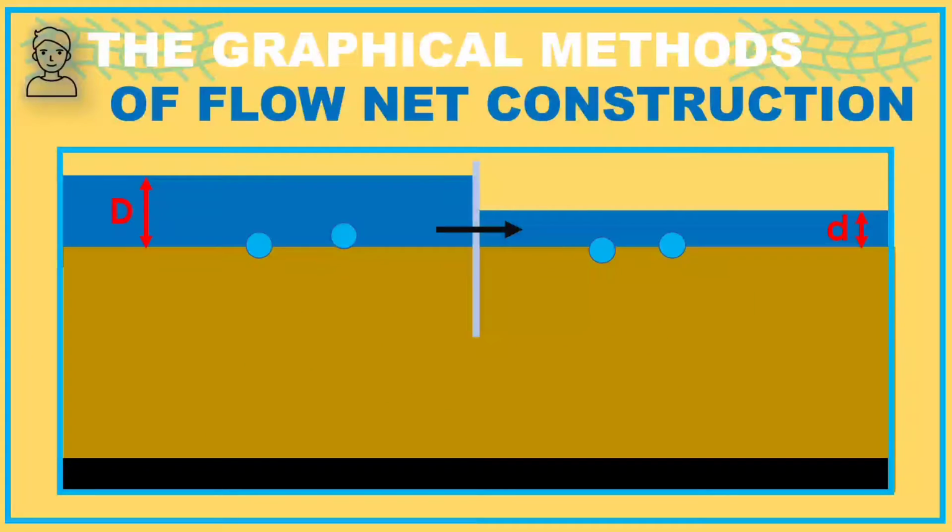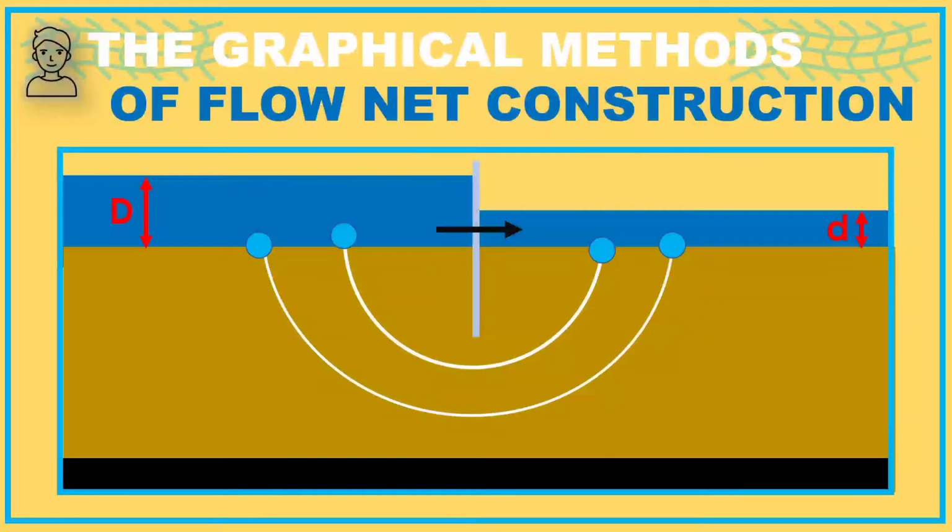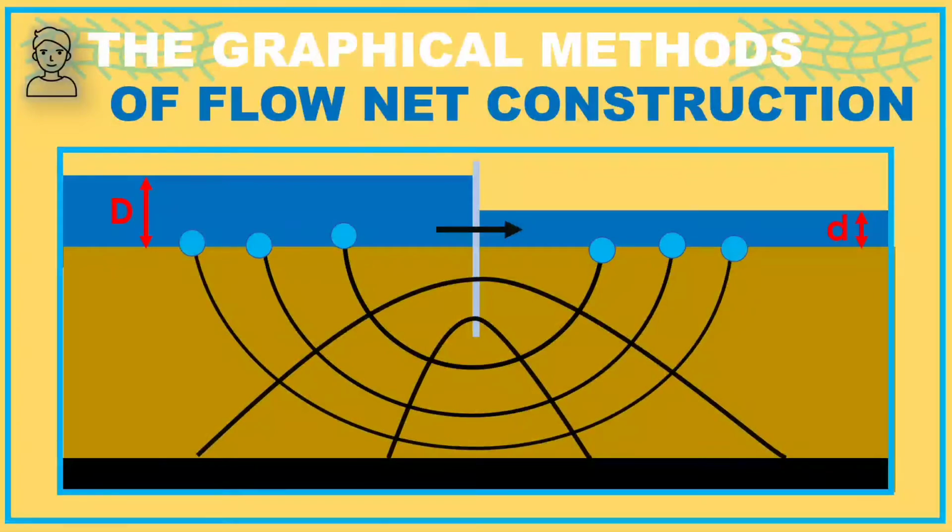The space between two adjacent flow lines is what we call a flow path or a flow channel. And the area enclosed between any two adjacent flow lines and adjacent equipotential lines is called a flow field.